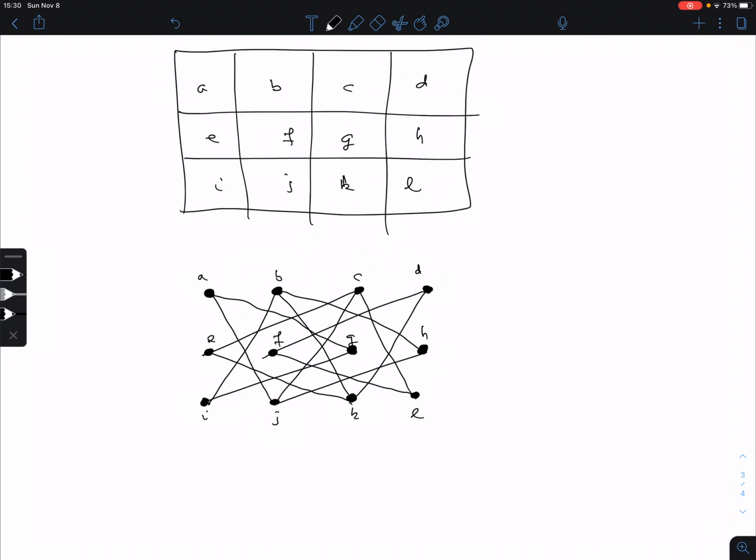So let's write the degrees. That's 2, 3, 3, 2, 2, 2, 2, 2, 2, 3, 3, 2. First of all, we see that an Euler circuit cannot exist because there are too many odd degrees here.